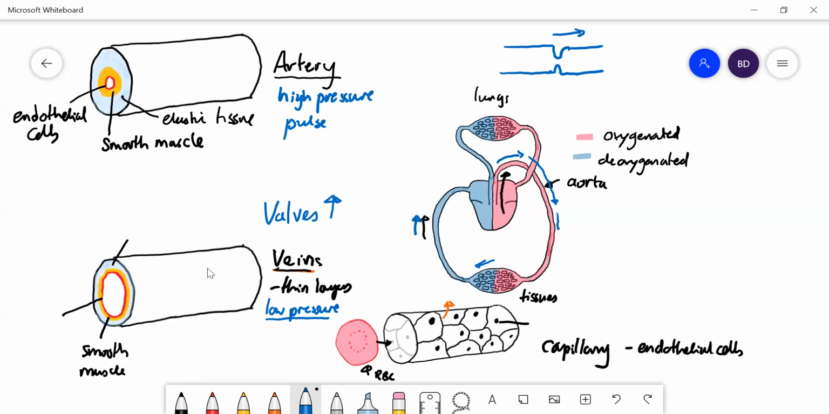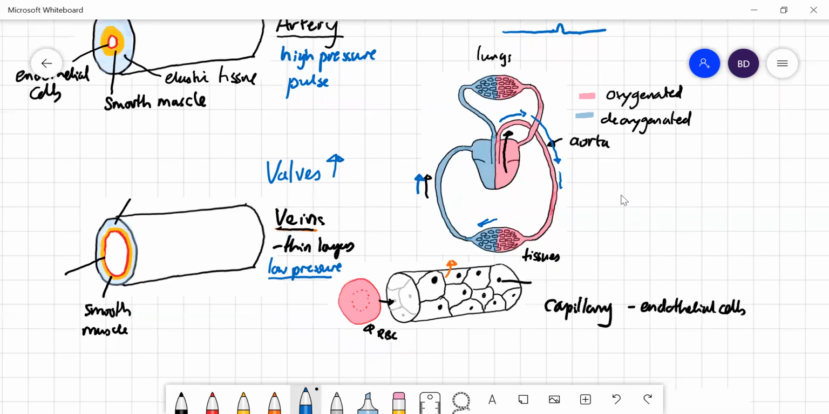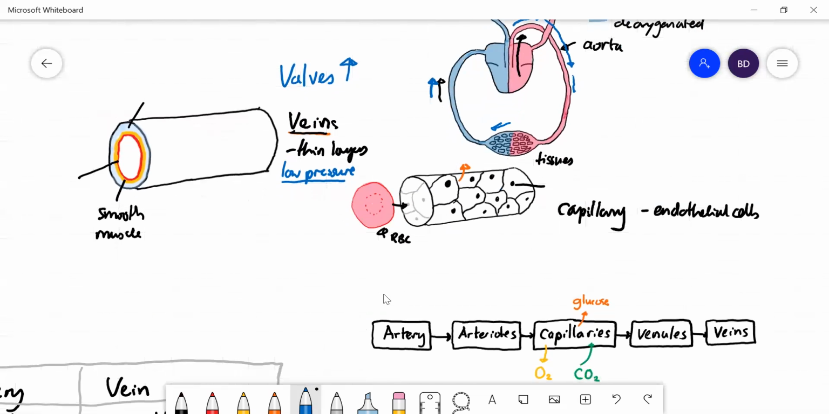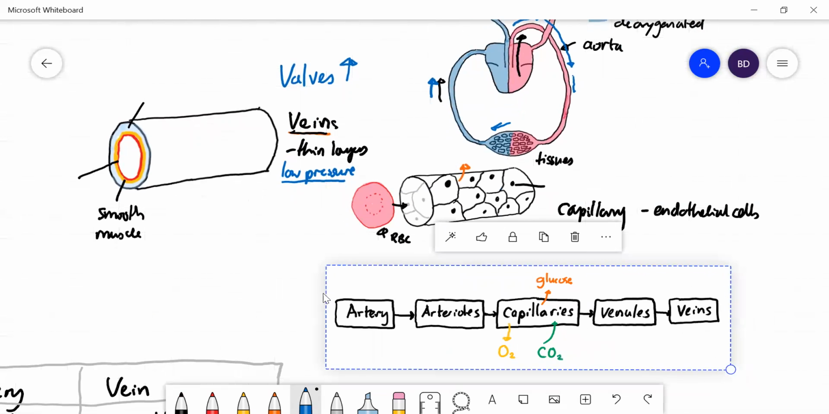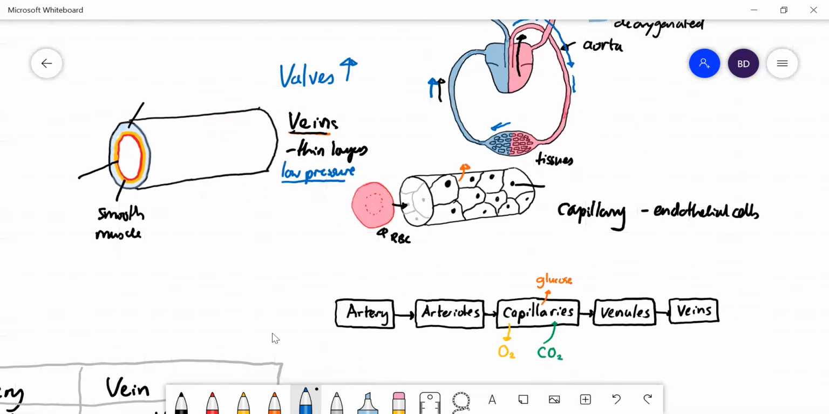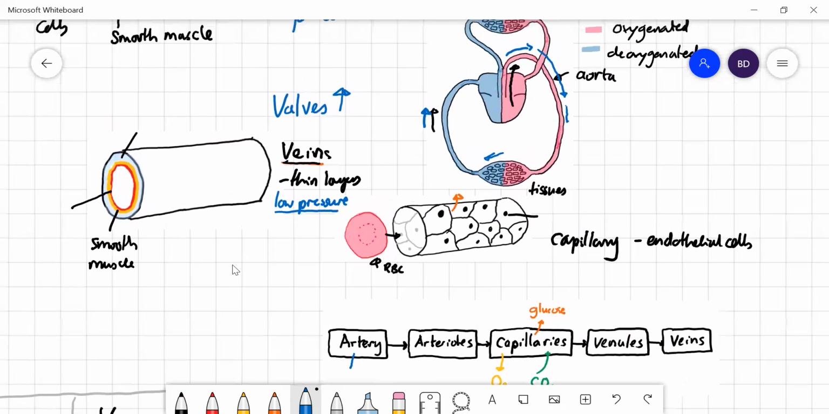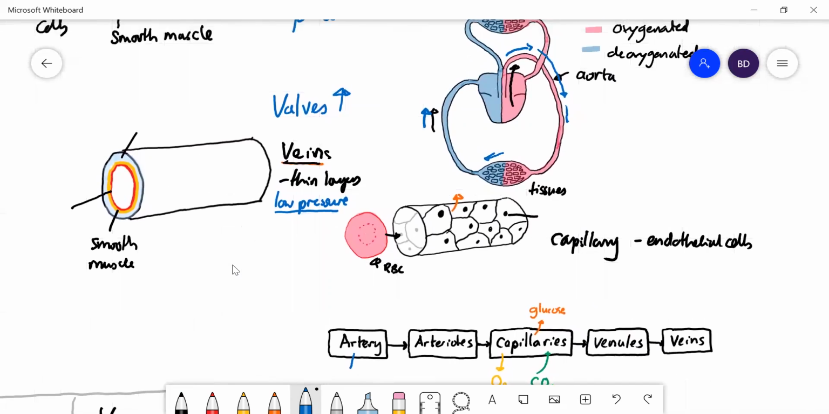Right, so if we just have a summary of those things, let's have a look here. So first of all, the blood leaves the heart in the arteries. I should mention here as well, the arteries nearly always contain oxygenated blood. The only artery that doesn't contain oxygenated blood is, of course, this artery here, the one leaving the heart going to the lungs. That's called the pulmonary artery.